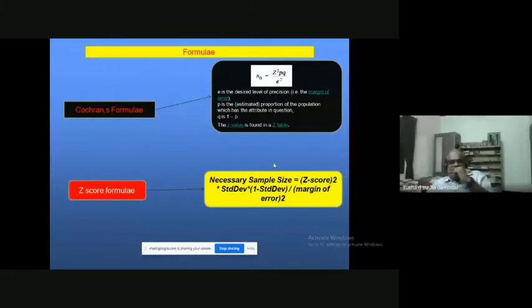Another formula, the Z score formula. Optimal sample size, necessary sample size. Z score, the value of Z, you take from the table. Squared, standard deviation, 1 minus standard deviation, divided by the margin of error, say 5% level of significance, squared. Again, this formula doesn't consider the population, the features of the population.